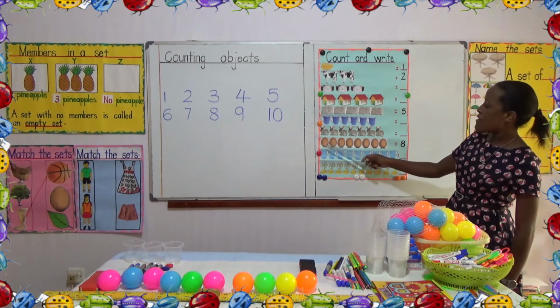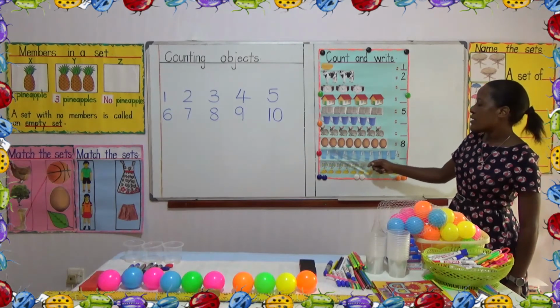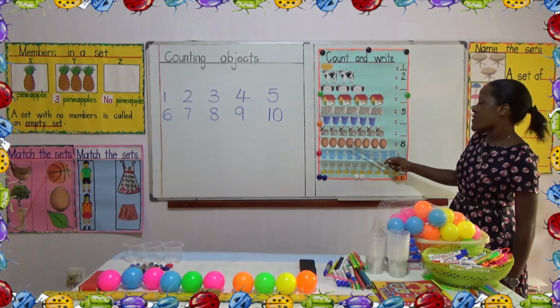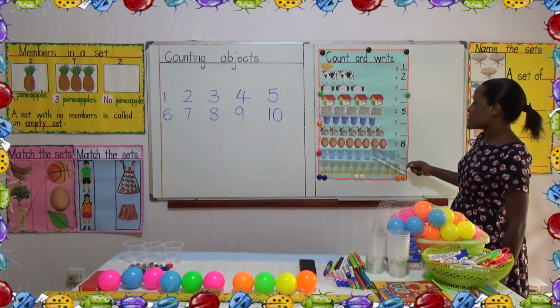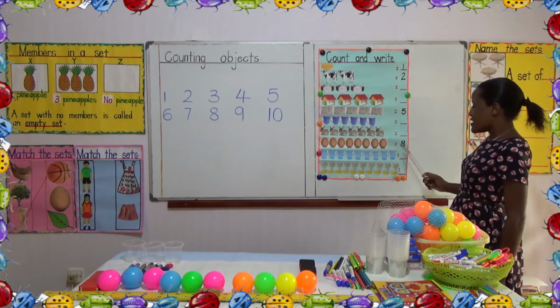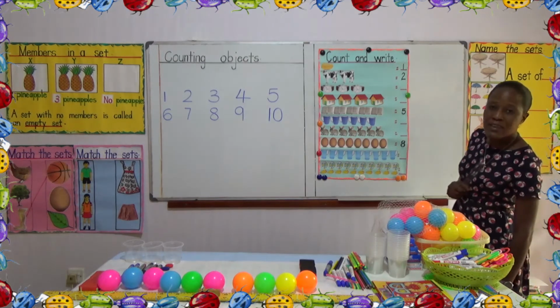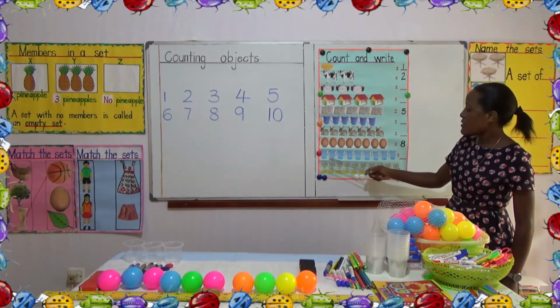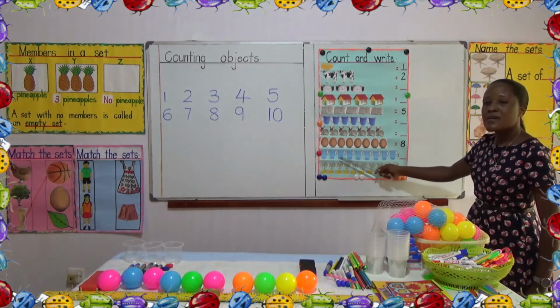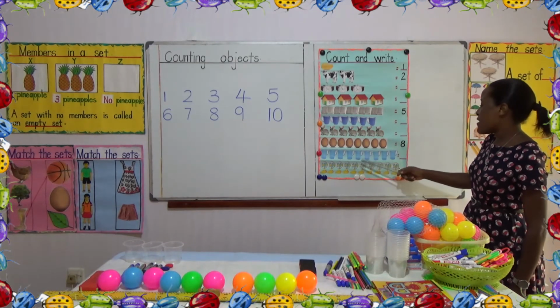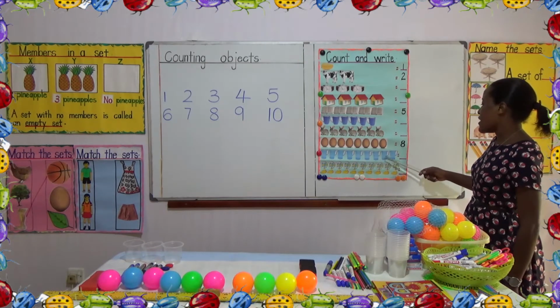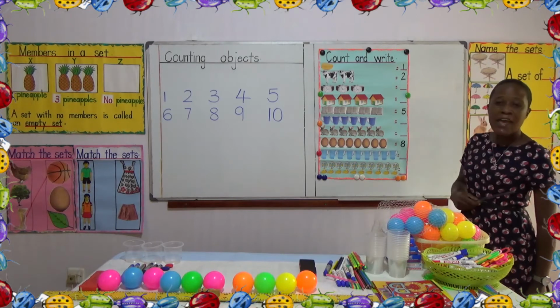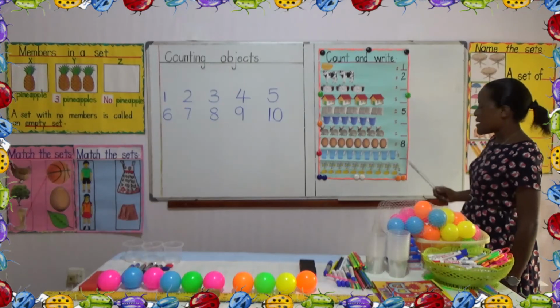Then we have the eggs. 1, 2, 3, 4, 5, 6, 7, 8. Number 8 was written there. The next are jugs. 1, 2, 3, 4, 5, 6, 7, 8, 9. There are 9 jugs. You write number 9.